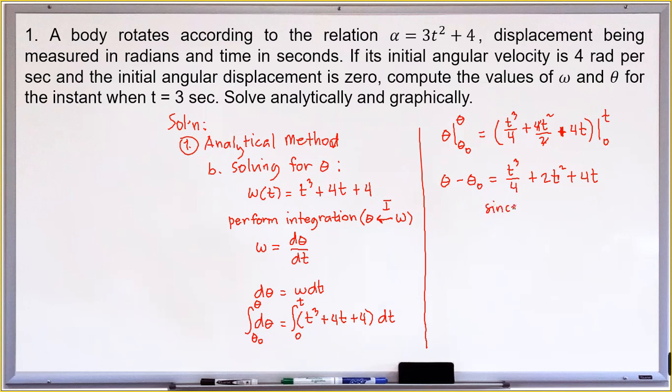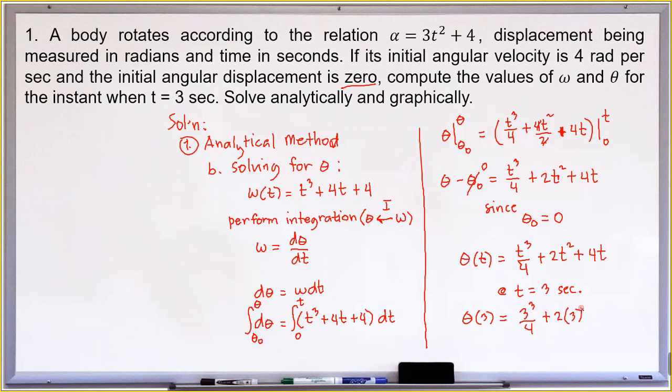Then, the given: since the initial angular displacement is equal to 0, we can get it. Therefore, our equation for the displacement is theta of t equals t cube all over 4 plus 2t square plus 4t. Now we're going to evaluate this at t equals 3 seconds. So our theta at 3 seconds is equal to 3 cube all over 4 plus 2 times 3 square plus 4 times 3.